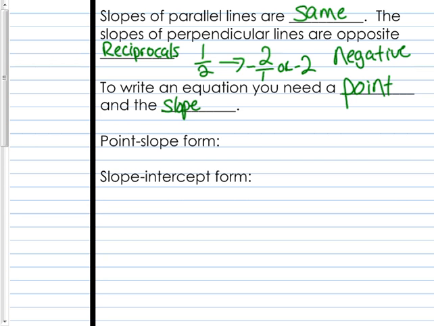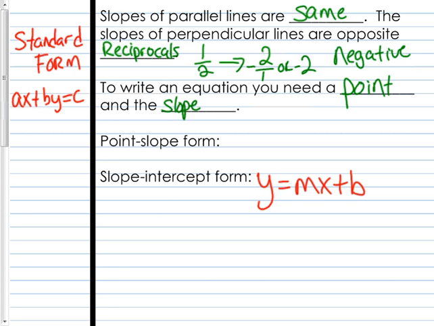Okay? There are two forms that we'll be working with. In a previous lesson, we talked about standard form, and we will go over standard form again before this unit ends. But standard form was Ax plus By equals C. And the two forms that we're working on today are point-slope form and slope-intercept form. Slope-intercept form, I want you to go ahead and fill in on your own. See if you can figure out point-slope form, see if you can remember slope-intercept form before I give it to you. Slope-intercept form is y equals mx plus b.